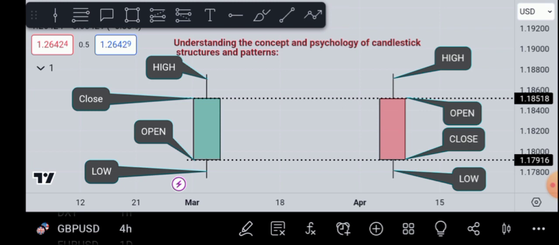All right, the same thing applies to the forex market. There are different ways we use to track prices and price movement. One of the ways is through candlesticks. We have line charts, bar charts, and candlestick charts. All these are just different kinds of charts.